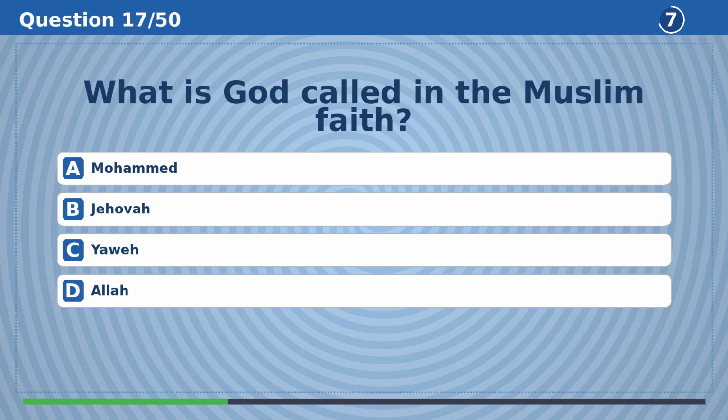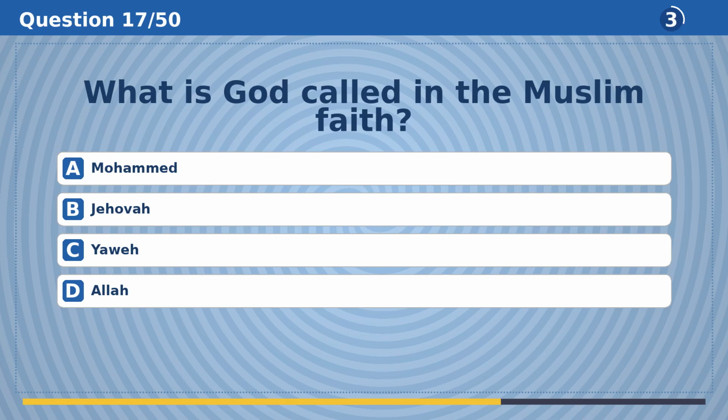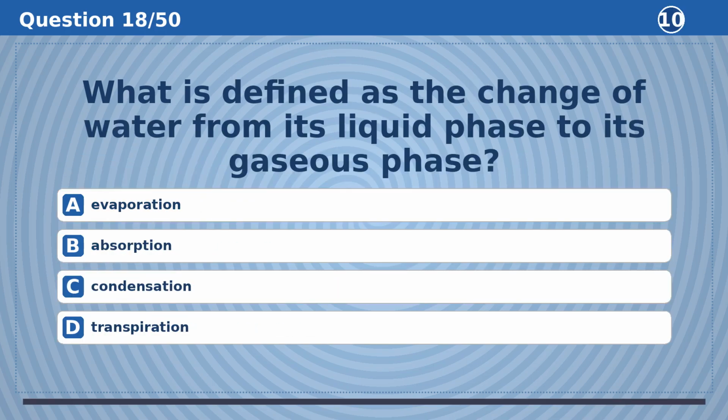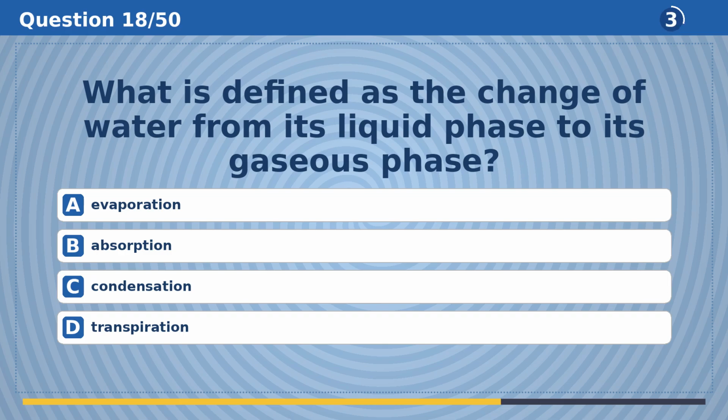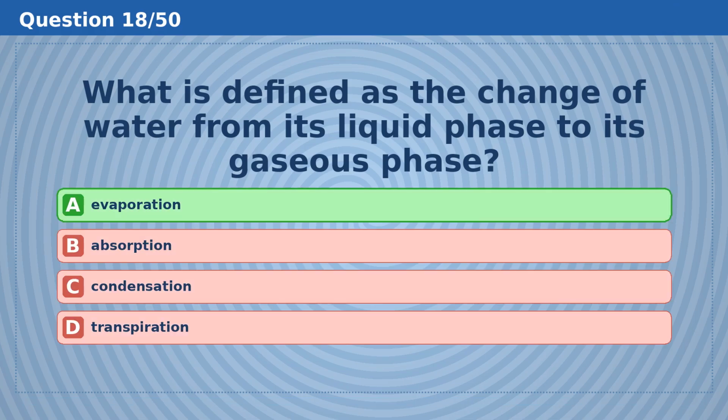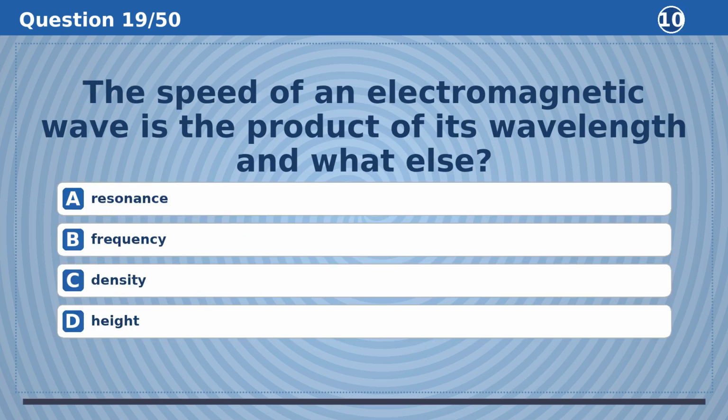What is God called in the Muslim faith? The answer is D, Allah. What is defined as the change of water from its liquid phase to its gaseous phase? The answer is A, evaporation.